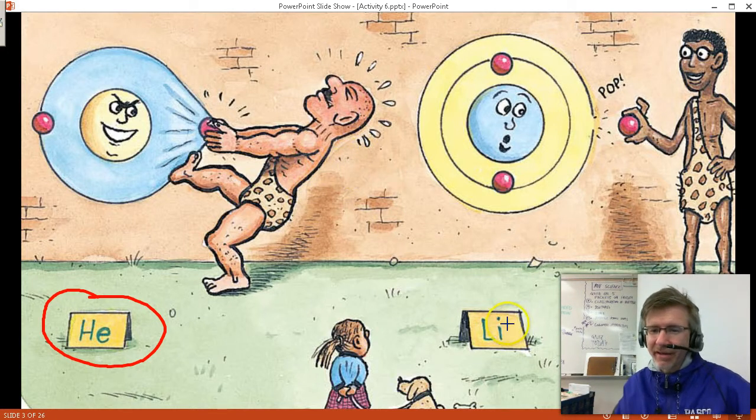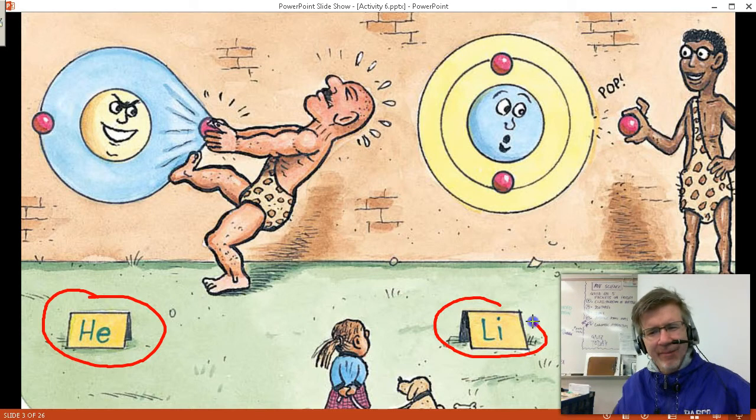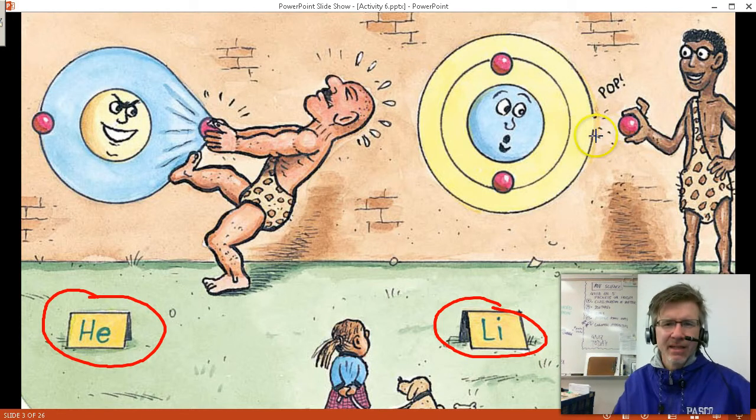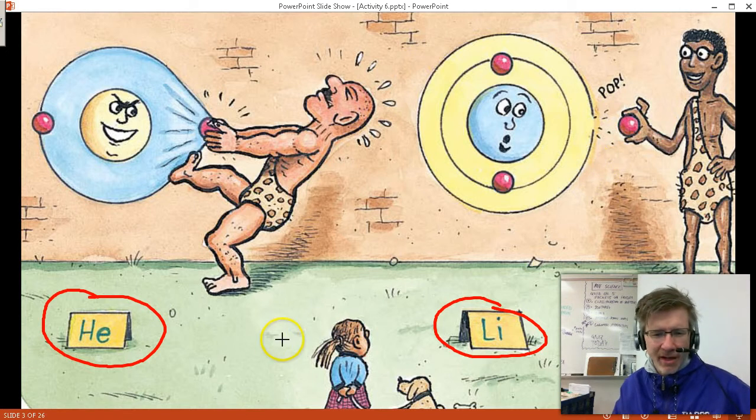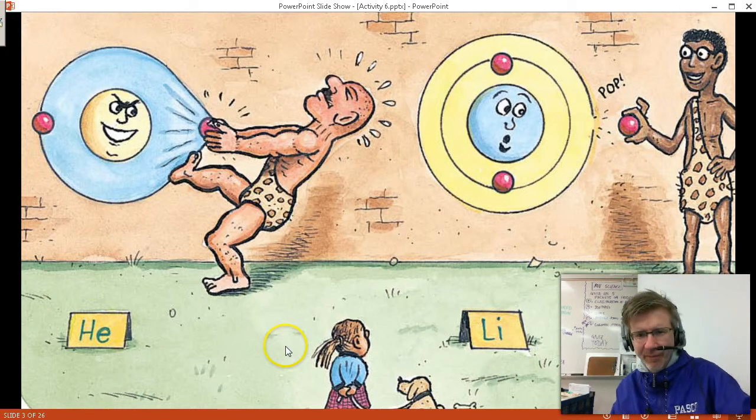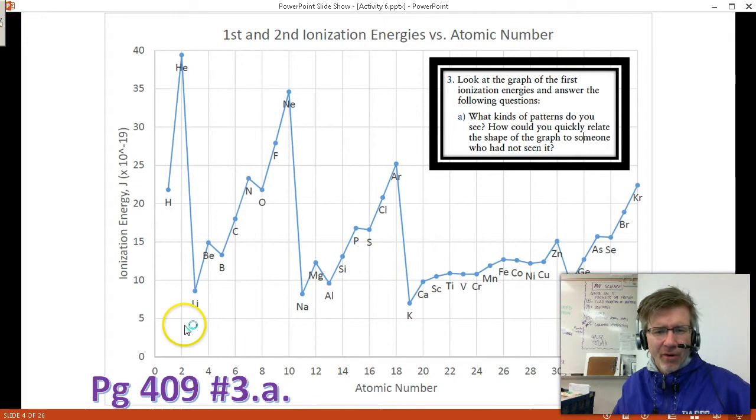Contrast that with lithium. It's just the next element on the table. 3 electrons. You could come up and it almost gives that electron away to you. Pop! Pluck that electron right off of lithium. What's up with that? So here we go.